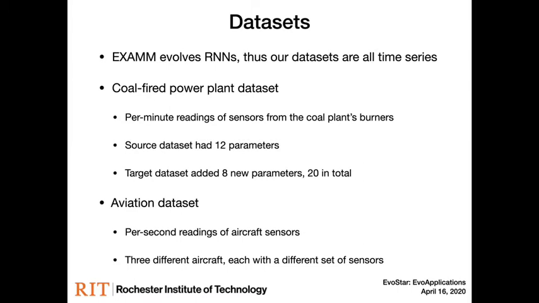It's per minute readings of sensors from the coal plant's burners. And our source data set had 12 parameters. And our target data set had 8 additional parameters from installing a new sensor, which gave us a total of 20. And then we have a second data set, an aviation data set, which has per second readings of aircraft sensors during flights.